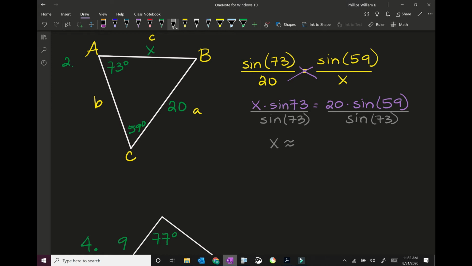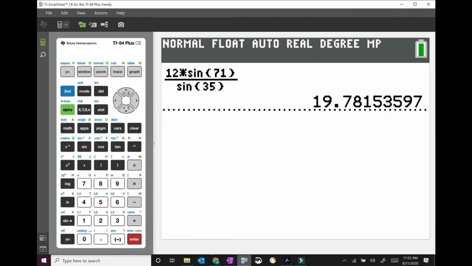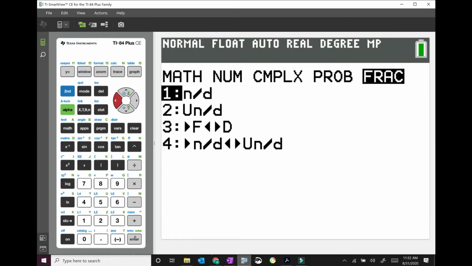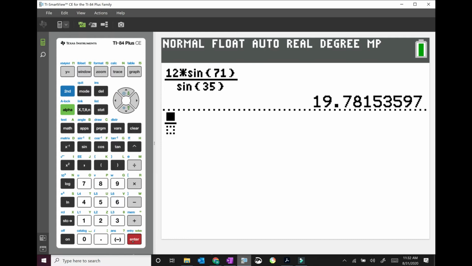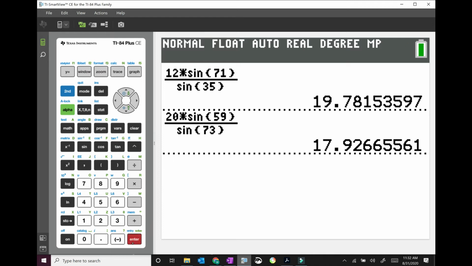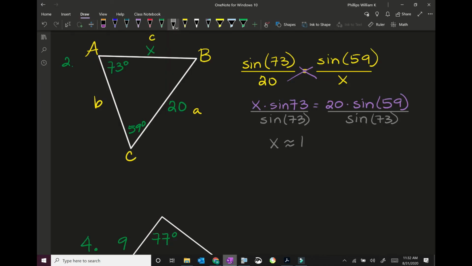So here we have our fraction, 20 sine 59 over sine 73. So let's come back to our calculator. We'll type this in. So we have 20 times sine of 59 all over sine of 73. This is going to give us approximately 17.9. So x here is approximately 17.9.